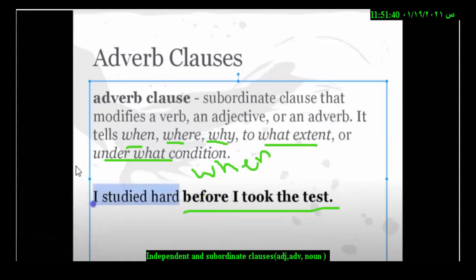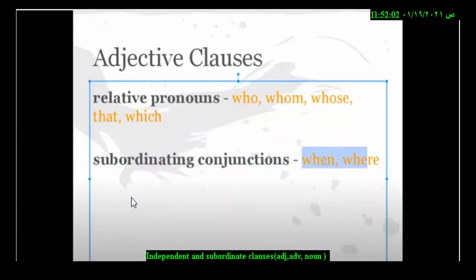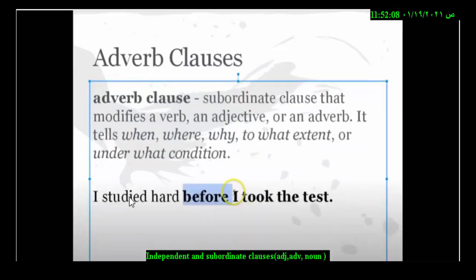"I studied hard" is your main clause, that can totally stand alone, and then your subordinate clause is "before I took the test." Okay? Now, there are a ton of subordinating conjunctions that can be used for adverb clauses. So, like I said, if you go back and look at adjective clauses, there are not many words that can be used to start adjective clauses, but there are a lot that can be used for adverb clauses, okay? So "before I took the test" is a clause because you have I took, subject, verb, and this tells when I actually studied, okay? So this would be an adverb clause, like I said, because it answers when.